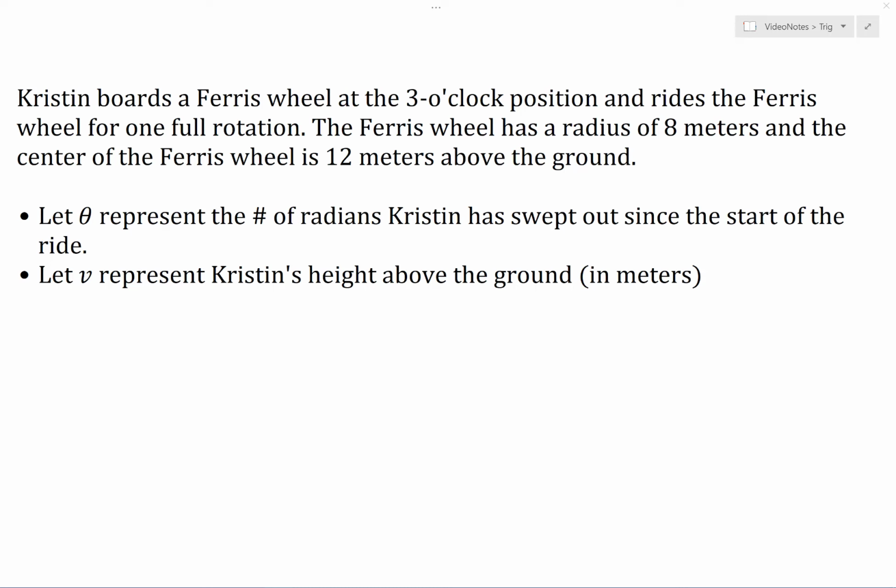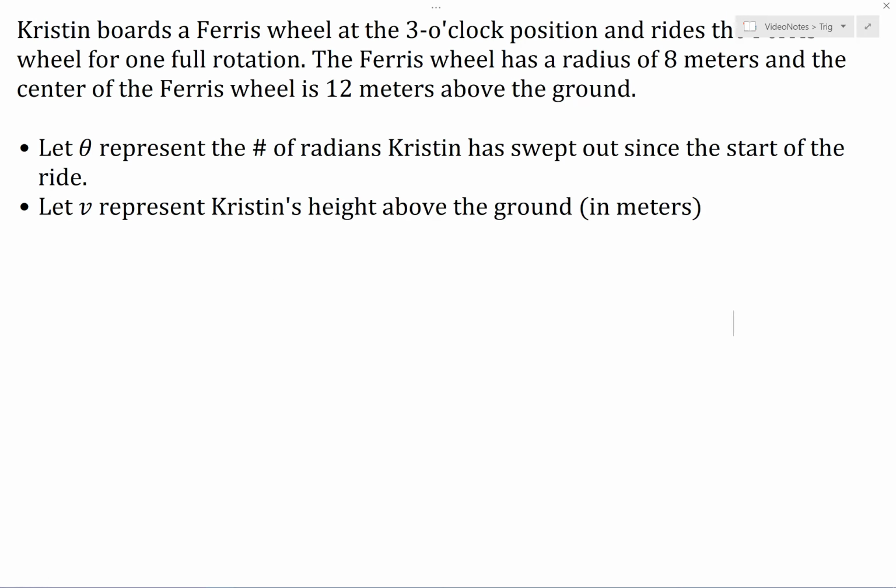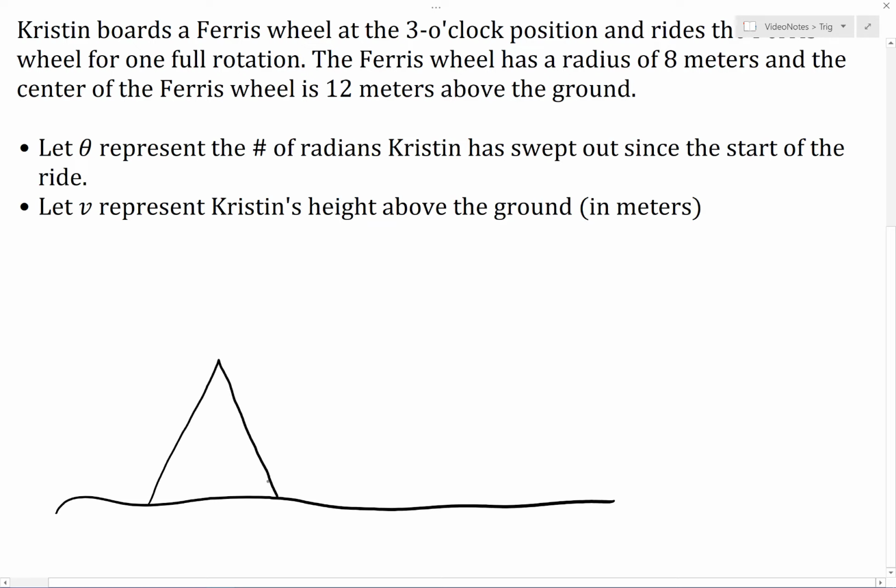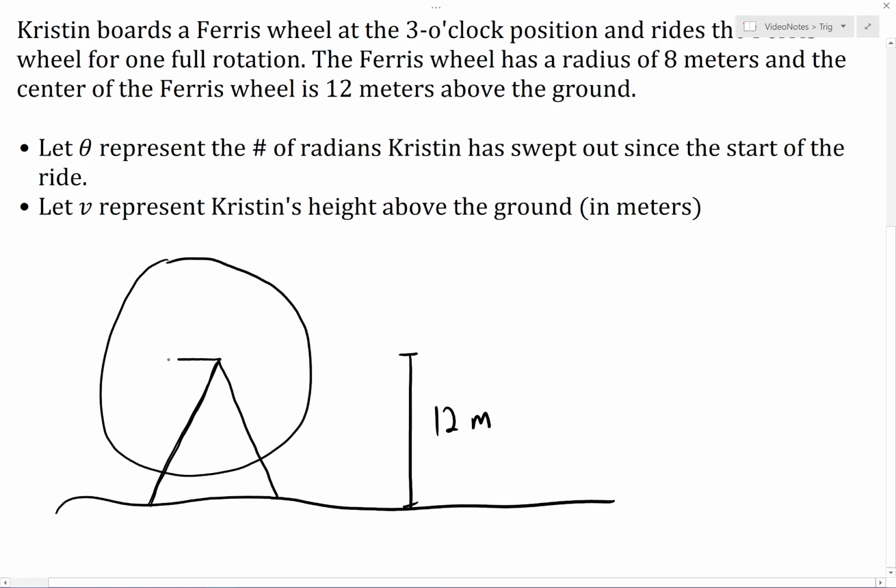Now, like normal, we should start by drawing a diagram to make sense of the scenario. So we've got a Ferris wheel. I'll start by drawing the ground. So we've got the ground here. Now our Ferris wheel is 12 meters above the ground. So we've got the legs of the Ferris wheel, and the center of the Ferris wheel is 12 meters above the ground. And then the Ferris wheel itself has a radius of 8 meters. So pretend like that's a circle that I just drew. It has a radius of 8 meters.